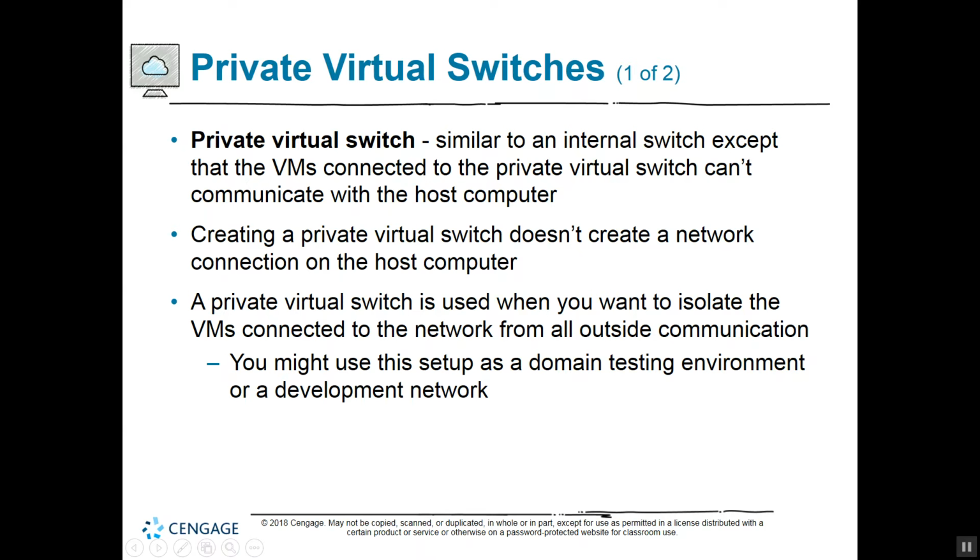Now we've got a private virtual switch. It's similar to an internal switch, except that virtual machines connected to the private virtual switch cannot communicate with the host computer. So that's the difference. Okay. Creating a private virtual switch doesn't create a network connection on the host computer. A private virtual switch is used when you want to isolate the VMs connected to the network from all outside communication. You might want to use this setup as a domain testing environment or a development network. And we'll do this in some of the exercises that we do.